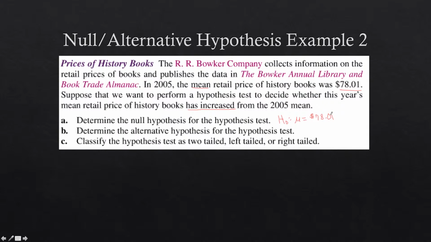Now, what is the alternative here? Well, the alternative is that this year's mean price is greater than 78. That's why I underlined has increased, because what we're trying to say is that this year's price is greater than the 2005 mean. So our actual alternative here would be greater than 78.01. Alright, so when it's greater than, what tailed test is it? Well, it is a right-tailed test when it is greater than, because we know that by the greater than sign.